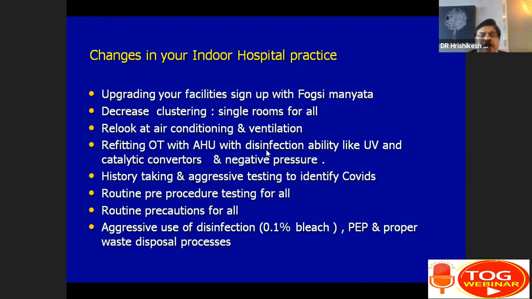Just like we do HIV test, HBsAg test, HCV test. This is my personal opinion, not a positive opinion. As far as the testing is concerned, I totally am for testing. Testing, and more testing. That's the only way that will protect us from the COVID virus. Routine precautions for all and aggressive use of disinfectant. 0.1% bleach solution should be aggressively used to clean surfaces, operation theaters, etc. Proper use of PPE and proper waste disposal is very important.